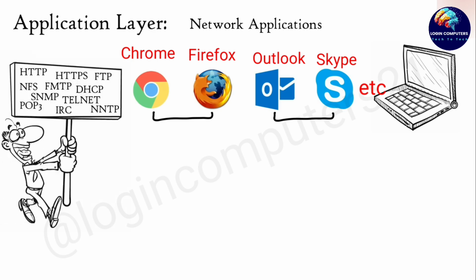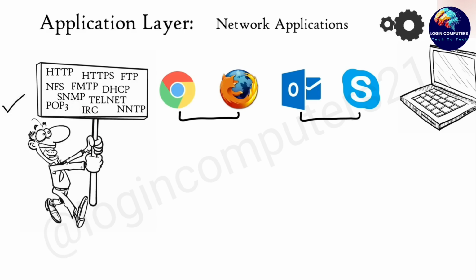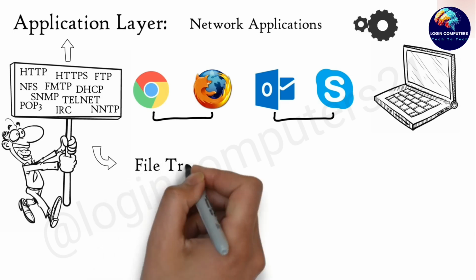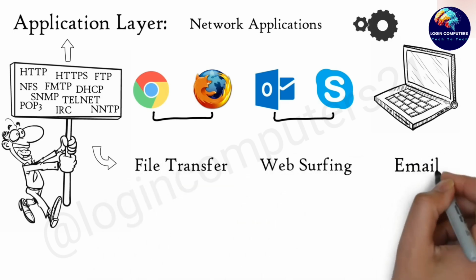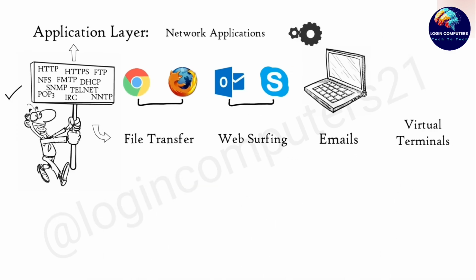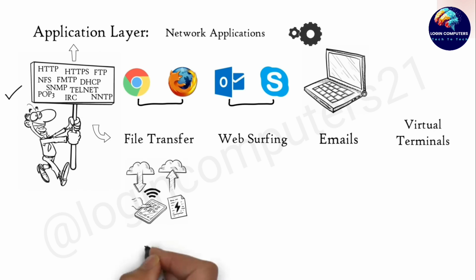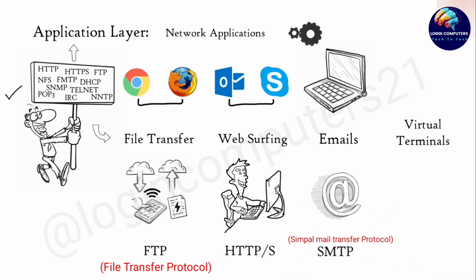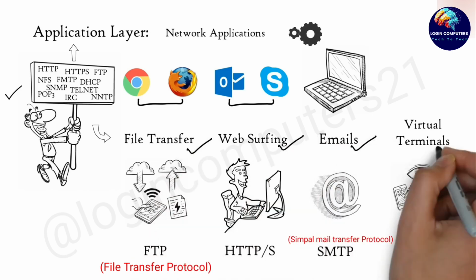There are dozens of application layer protocols that enable various functions at this layer. All these protocols collectively form the application layer. These protocols form the basis of various network services like file transfer, web surfing, emails, virtual terminal, etc. File transfer is done with the help of the FTP protocol, that is, File Transfer Protocol. Web surfing is done with the help of HTTP or HTTPS. For email, the SMTP protocol is used, and for virtual terminals, Telnet is used.